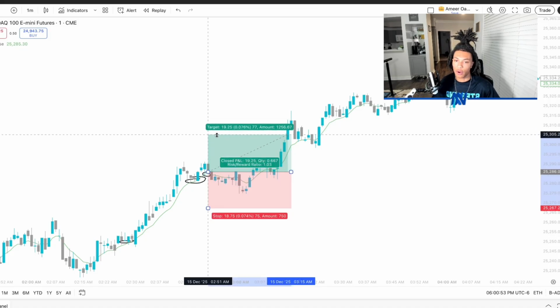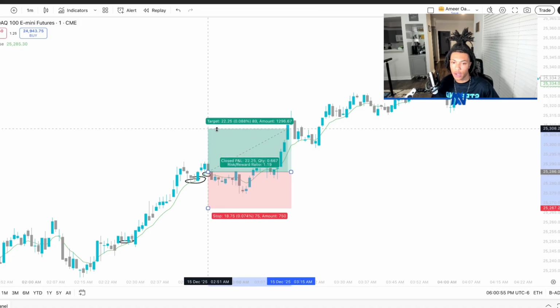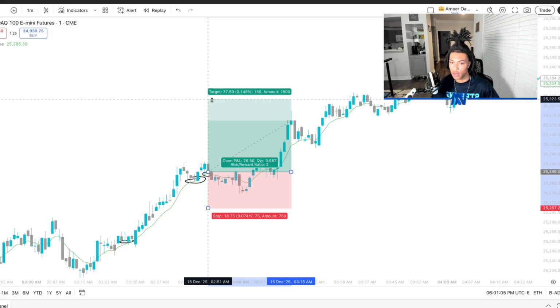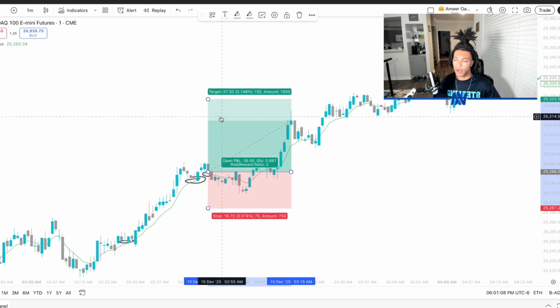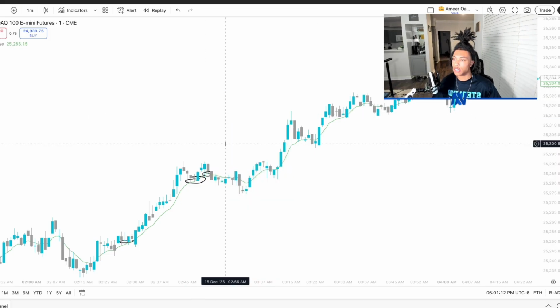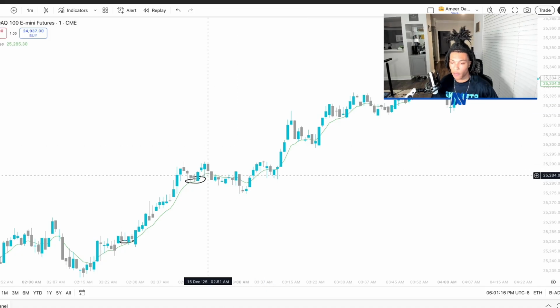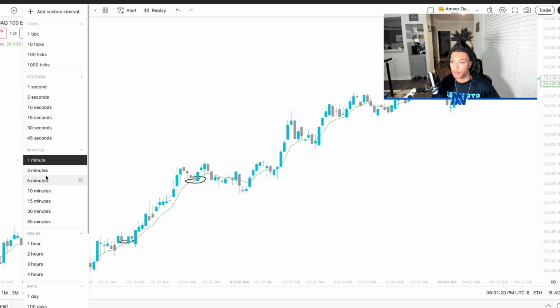Or if you're a 1 to 1.5 trader, 75 to 112 or 113. Or 75 to 150 if you're a 1 to 2 risk to reward ratio trader, just depending on what type of risk to reward you like. But typically, whenever you're on the lower time frames, your risk needs to be tighter versus if you're on the higher time frames.